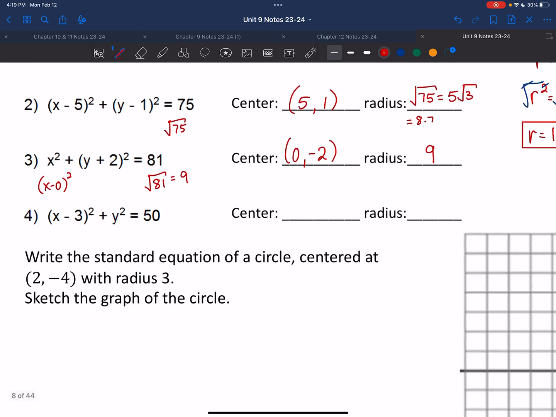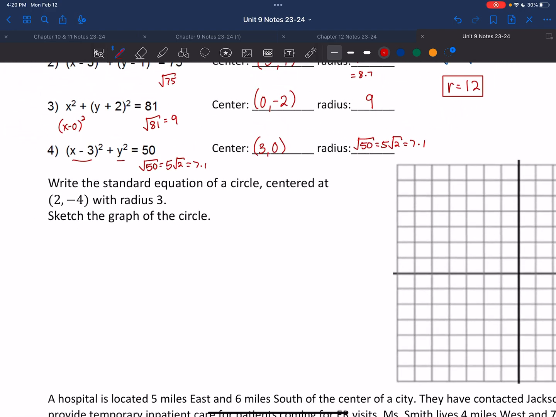And then the last one, x minus 3, and then y squared. That's going to be +3 and 0 for the center. My radius is going to be the square root of 50, okay, which is the same thing as 5 root 2, or maybe about 7.1. Okay, so square root of 50 or 5 root 2 or 7.1. I'd take any of these as your radius.